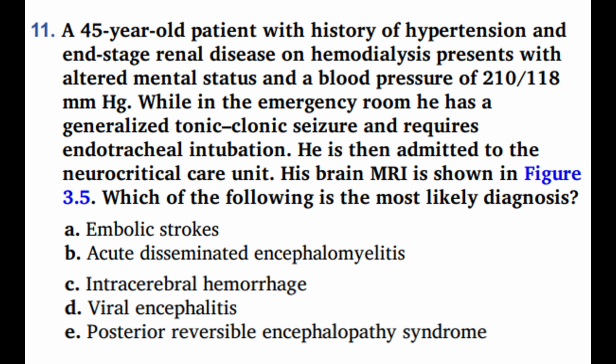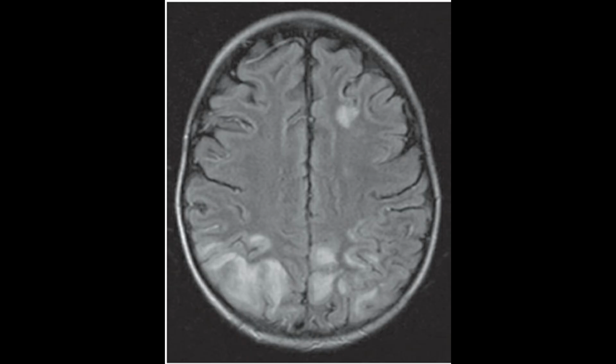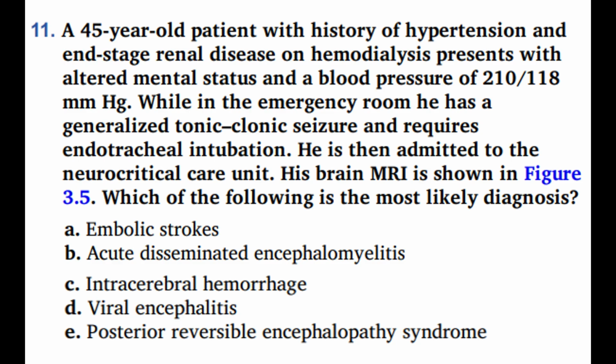Question 11. A 45-year-old patient with history of hypertension and end-stage renal disease on hemodialysis presents with altered mental status and a blood pressure of 210/118 millimeters of mercury. While in the emergency room, he has a generalized tonic-clonic seizure and requires endotracheal intubation. He is then admitted to the neurocritical care unit. His brain MRI is shown in figure 3.5. Let us take a look at it. Which of the following is the most likely diagnosis?